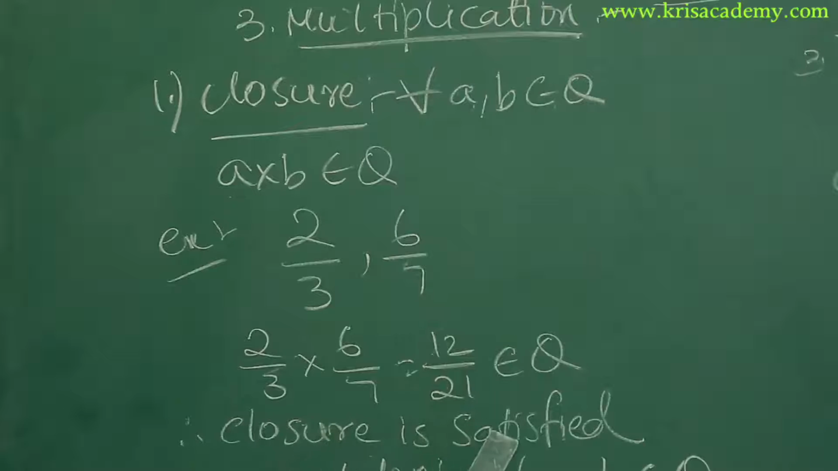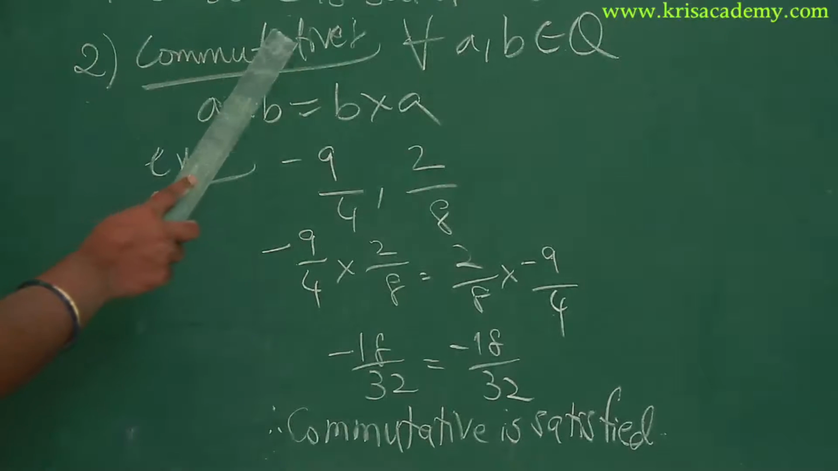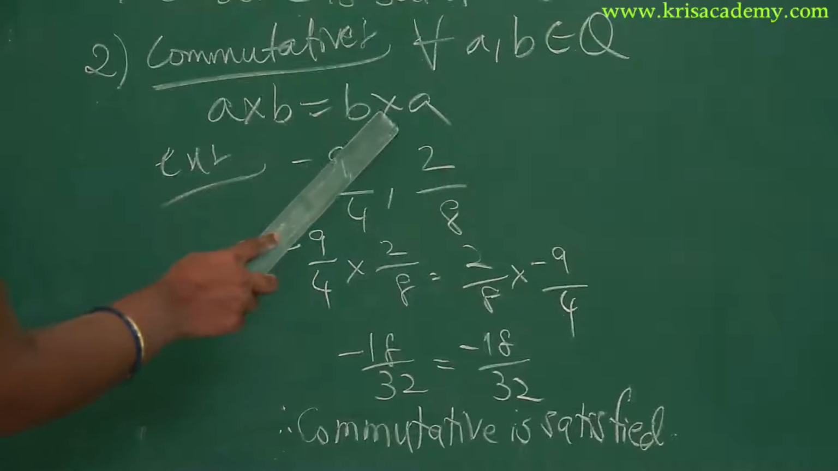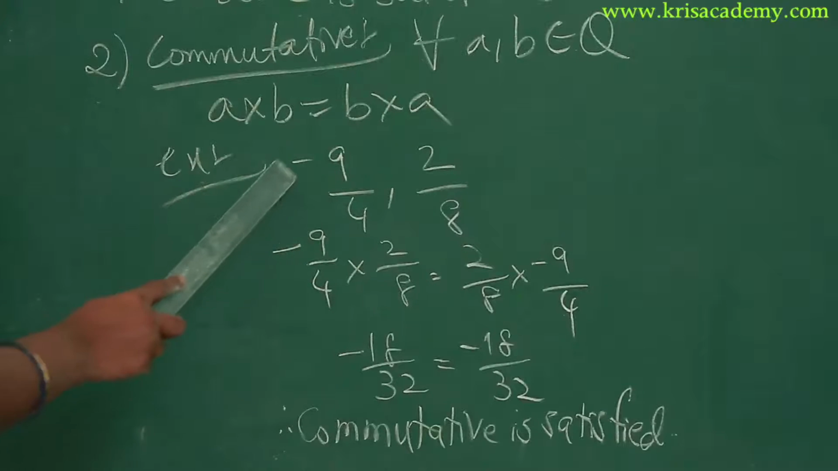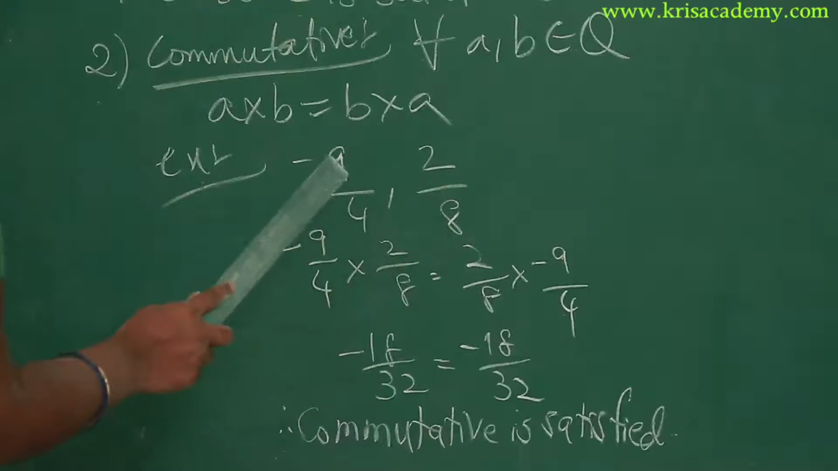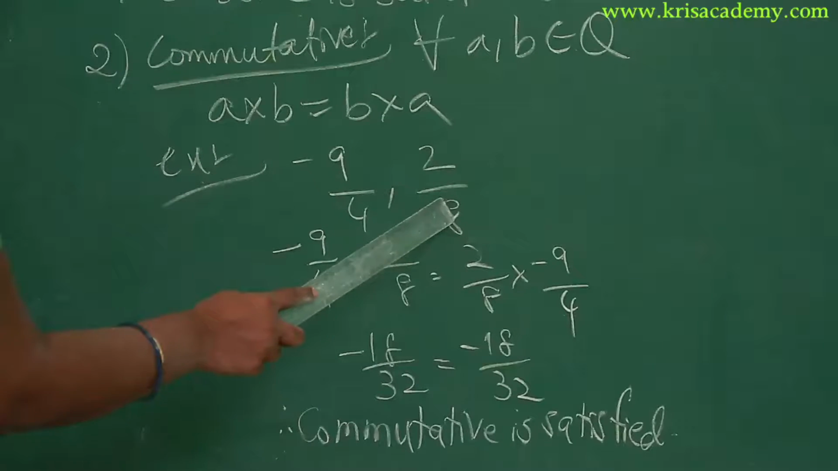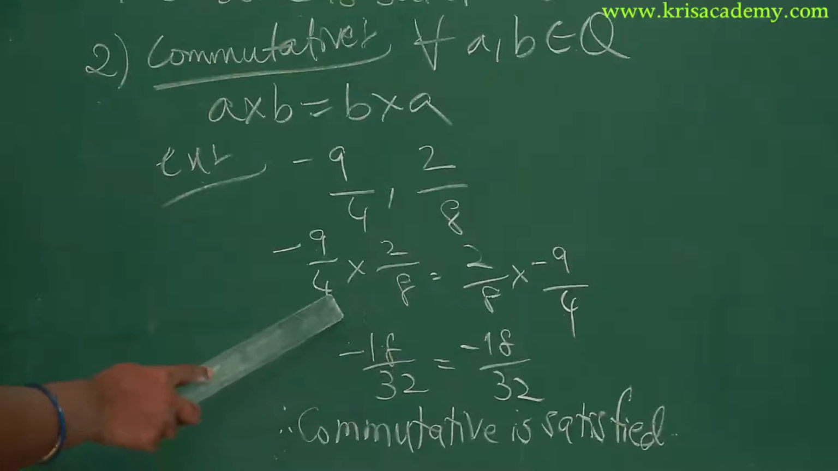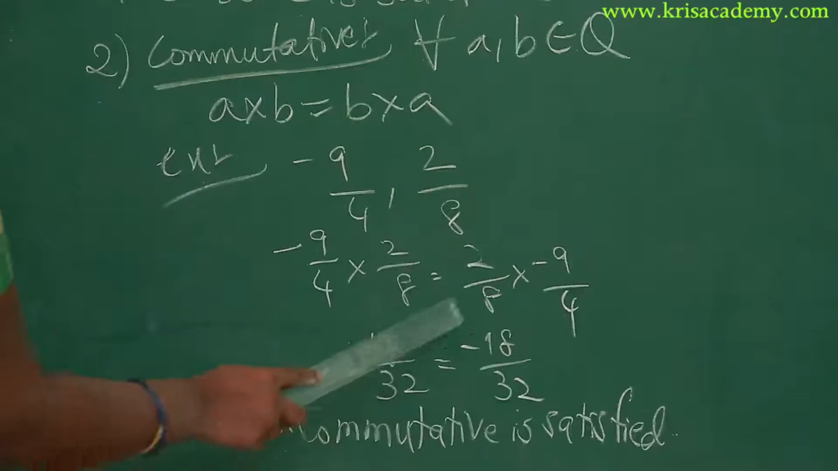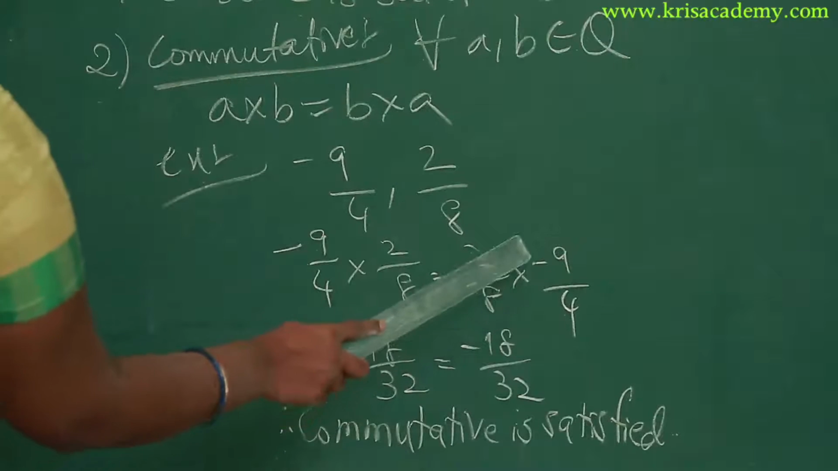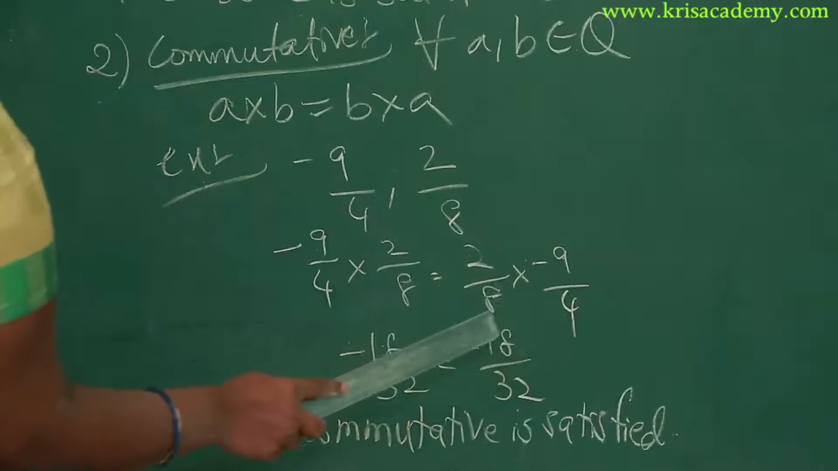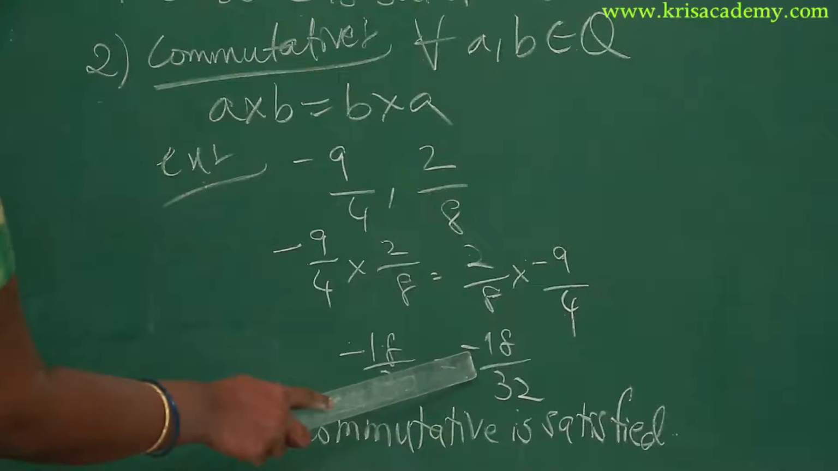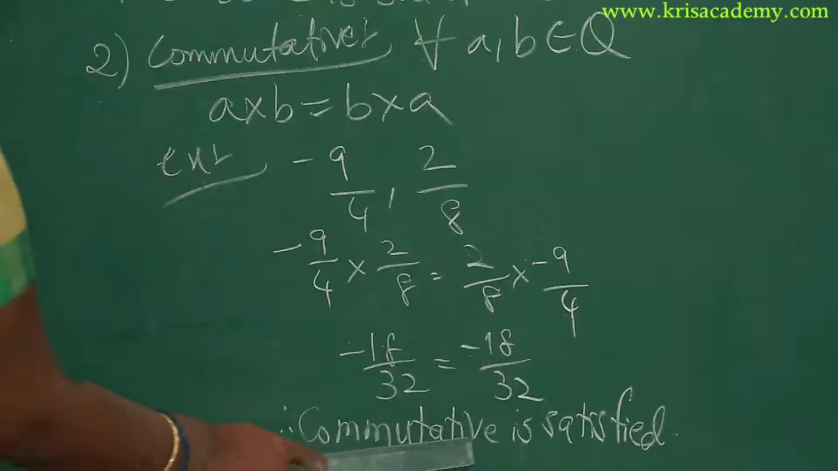Coming to the second property, the commutative property. For all a comma b belongs to Q, a into b is equal to b into a. Now let us take one example, minus 9 by 4 comma 2 by 8. Minus 9 by 4 is a, 2 by 8 is b. Multiply, plus into minus: minus 9 twos are 18, 4 eights are 32. This is your LHS. Now go to RHS. 2 by 8 into minus 9 by 4. Plus into minus: minus 2 nines are 18, 8 fours are 32. LHS is equal to RHS. So therefore commutative is satisfied.